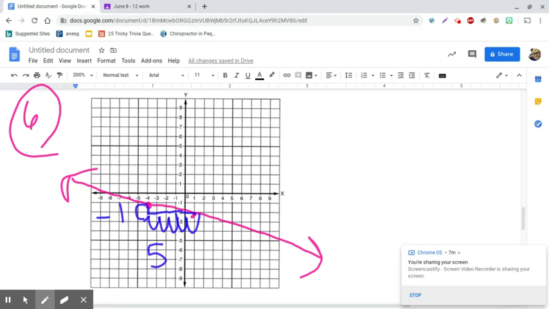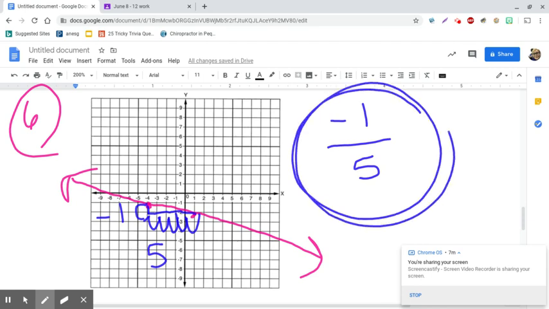So the rise was a -1 because we're going down, and the run is a 5. So down 1 over 5. You cannot simplify -1/5, so -1/5 is your slope. You go down 1 over 5. That is it.